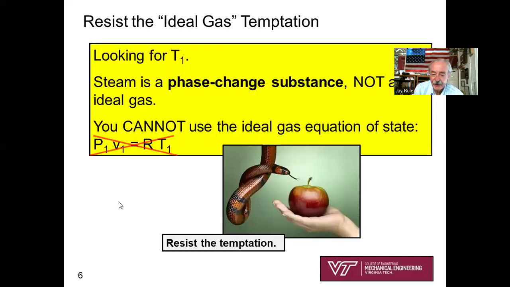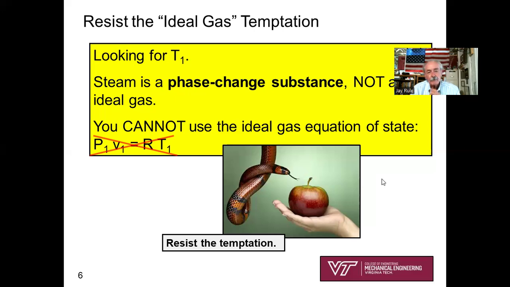Oh, so in the problem statement you're asked to find T1, the inlet temperature of the steam going in. Let's think about where you are in class. You've just finished chapter 3, and in chapter 3 you certainly covered phase change substances, but you also covered ideal gases. And you learned a really important thing about ideal gases, that P times little v equals RT, or PV equals mRT, or some things like that.